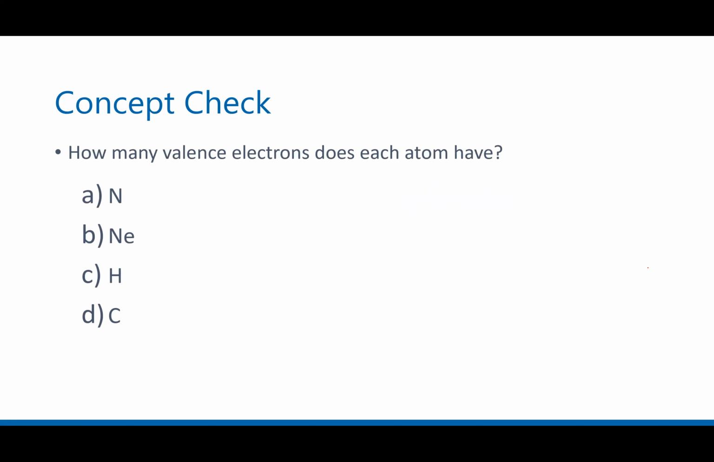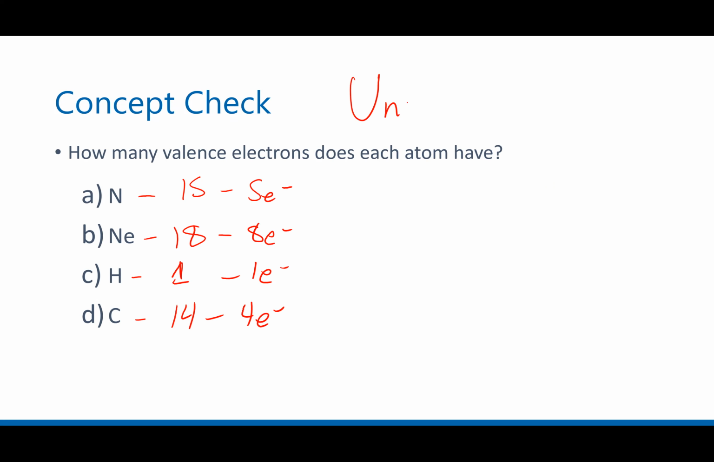We did this question, so nitrogen is in group 15, 5 electrons. Neon is in group 18, 8 electrons. Hydrogen is in group 1, 1 electron, and carbon is in 14. Again, we did this yesterday, and we did this also in unit 1. So I think we're ready to get into the next topic.